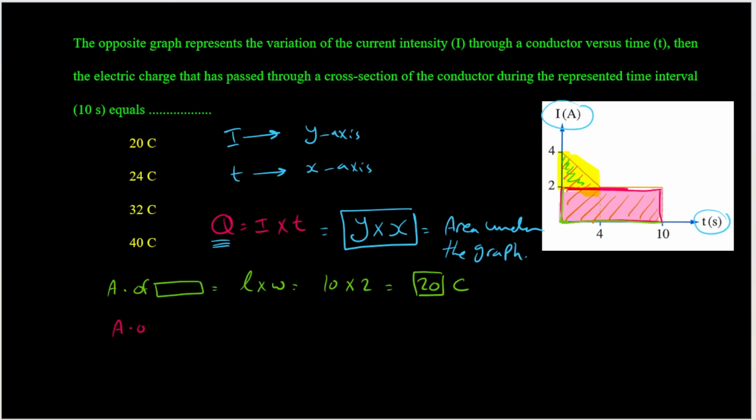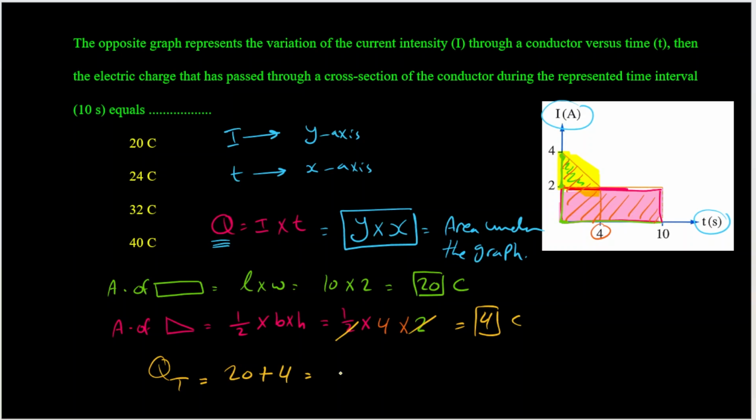How can we calculate the area of the triangle? Area of a triangle can be calculated by multiplying half times base times height, or base times height divided by 2. Half times, what is the value of the base? It extends from 0 to this point. This point is 4. Times, what is the value of the height? Height extends from 2 to 4. So 4 minus 2, it's 2. So you can cancel 2 with 2, so it will be 4 coulomb. So the total charge in this case will be equal to 20 coulomb plus 4 coulomb, so it will be 24 coulomb. So the answer is B.